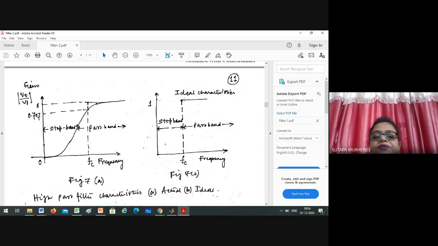Actually, here it is telling that after FC, frequencies will be allowed to pass, and before FC, no frequencies are allowed to pass. But it is not possible in case of practical filter or actual filter.